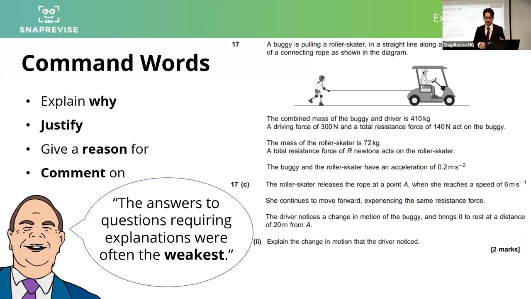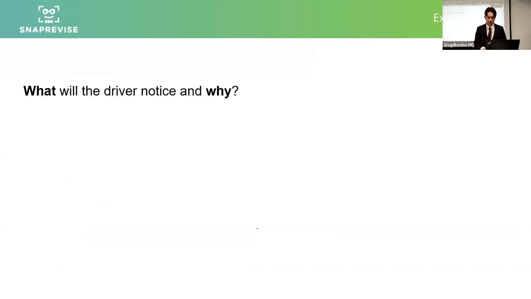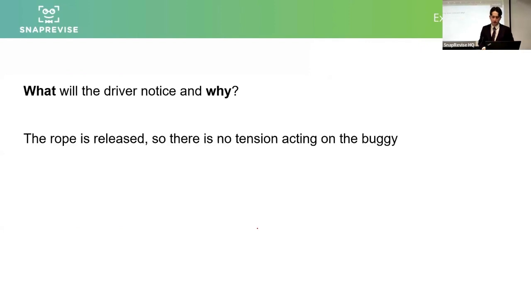Okay, explain. So a lot of mathematicians do not like that word because they want to do maths. They don't want to start writing an essay. And it is just a short, snappy answer, but it needs to be clear and it needs to be correct, obviously, as well. And there's some funny answers for mechanics where people have just tried to write something and it doesn't make any sense. So what will the driver notice and why? So we really should describe everything that's happened.